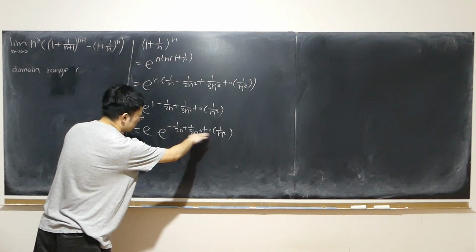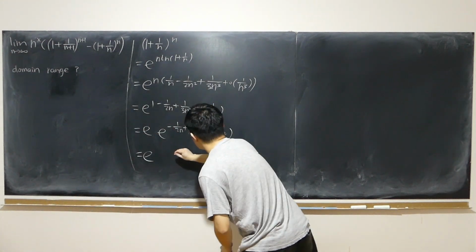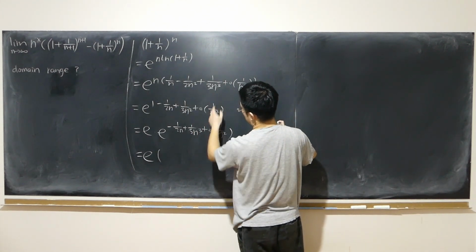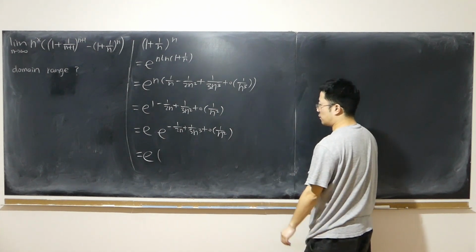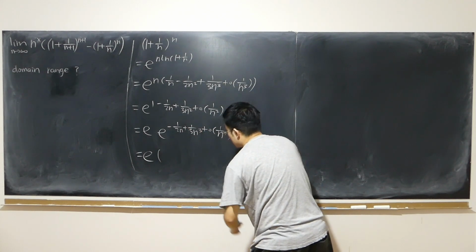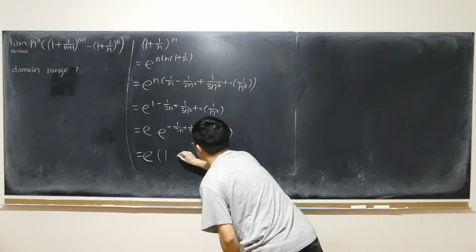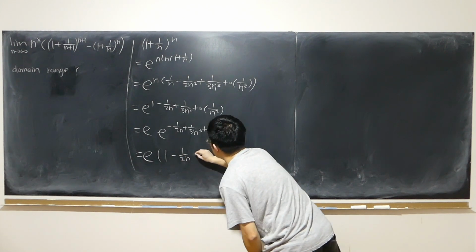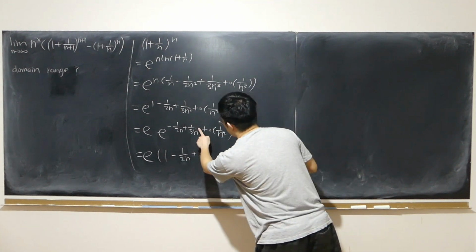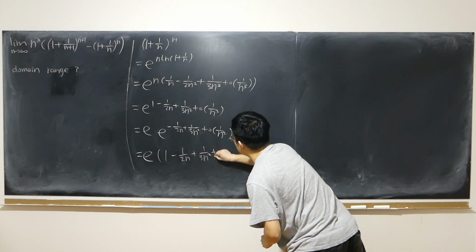Again, this term approaches 0, so again Taylor expansion. E times (...). Previously I expanded 3 terms; this time maybe I expand 2 terms. I think that will be enough. This whole term can be treated as one term x. So first is 1, plus x, where x is minus 1 over 2n plus 1 over 3n squared, plus little o, plus half of x squared.